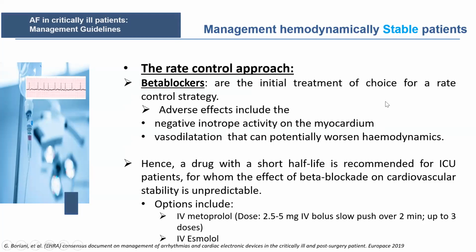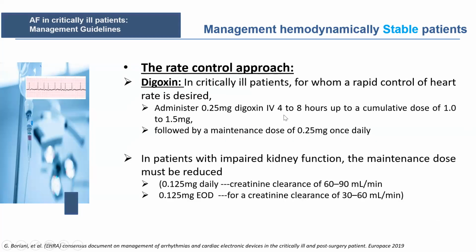For the rate control approach, what are the available options? The first one, as we said, is the beta blocker. It is the initial drug of choice in most cases. Of course, if the patient is severely myopathic or in decompensated heart failure, or severely hypotensive, then you will not be able to use beta blocker. However, in most scenarios, you can give at least a short-acting beta blocker like IV metoprolol or esmolol. Metoprolol dose is usually 2.5 to 5 milligram boluses, repeated every 5 to 10 minutes up to 3 doses. So this would be your initial choice.